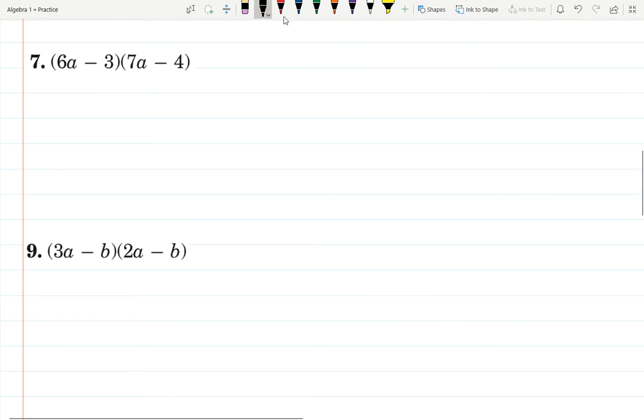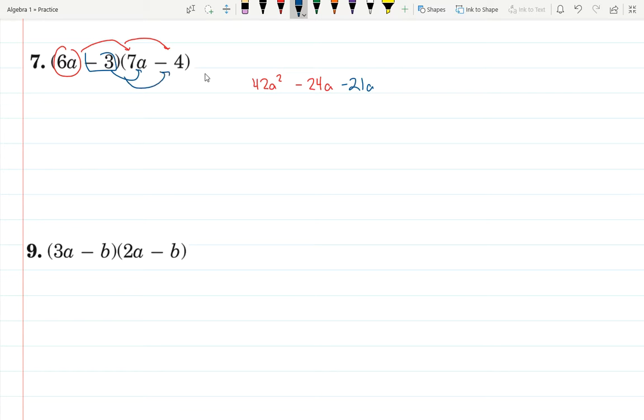Questions 7 and 9. All right, 7. 6a being multiplied by 7a is a 42a squared. 6a times the minus 4 is a negative 24a. Then our negative 3 times 7a is a minus 21a. Times the negative 4, negative times the negative is a positive 12. And so we have now 42a squared minus 45a plus 12.